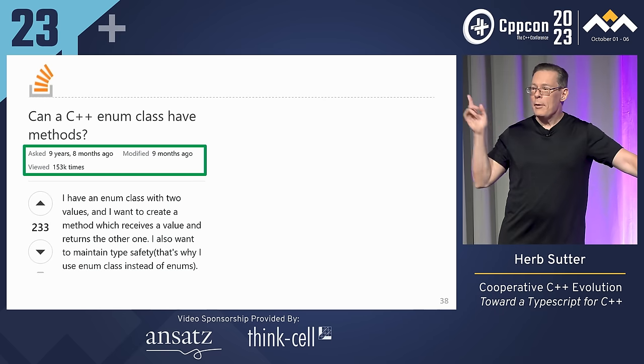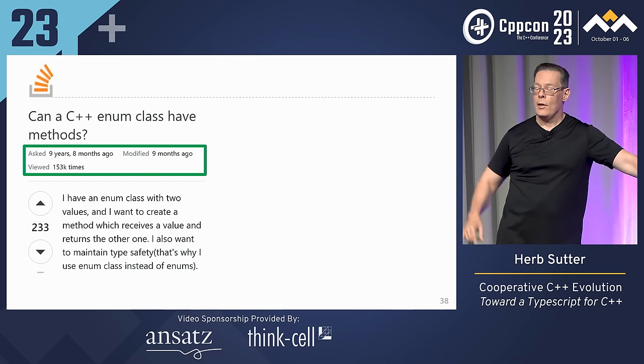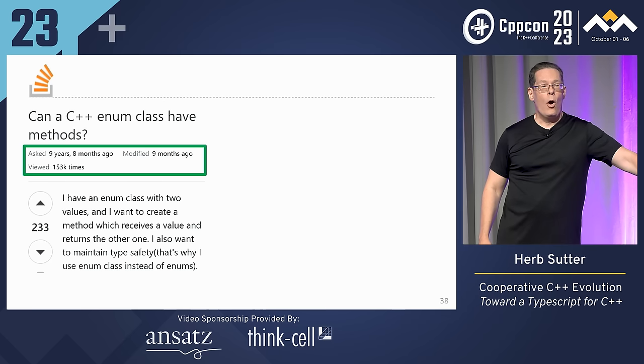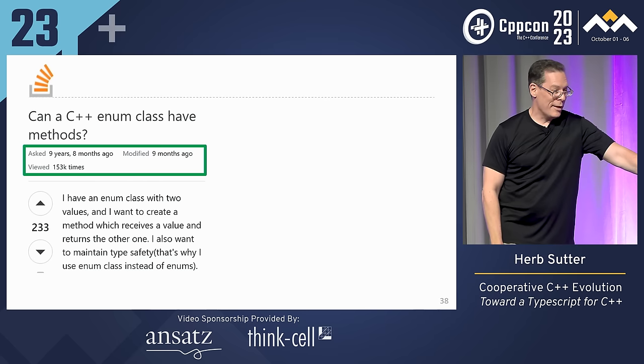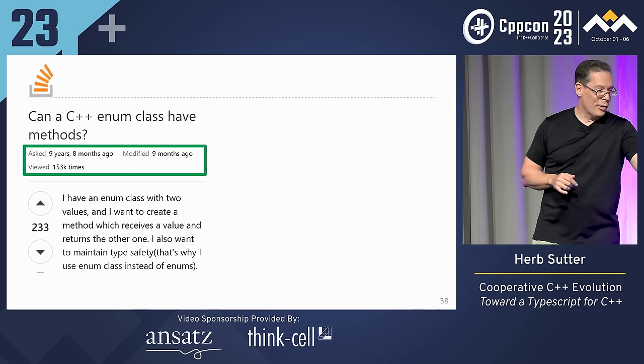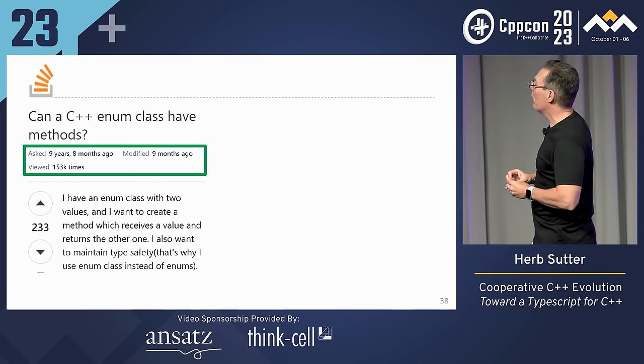You might have noticed, how many of you noticed when I was going through that code, that I only looked at the members that were objects? I actually said it, but how many of you noticed I was only looking at the members that were objects? Okay, only a few. All right, it was subtle. Here's another Stack Overflow question, also asked a long time ago, also still current, also popular.